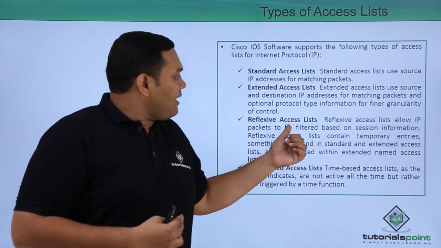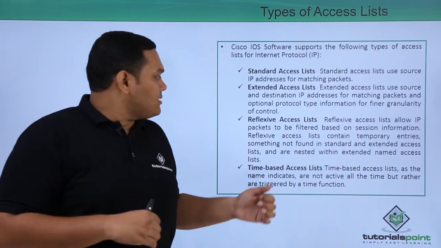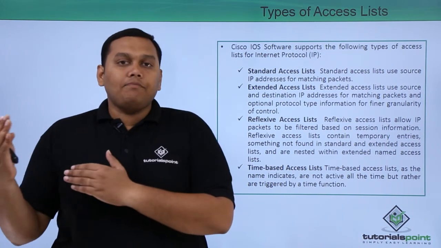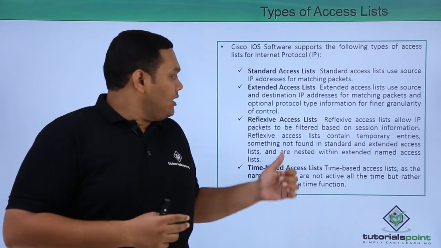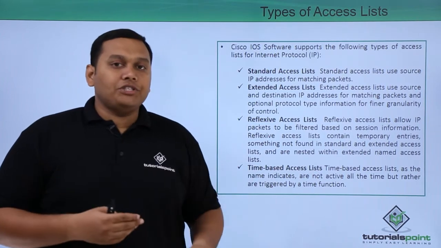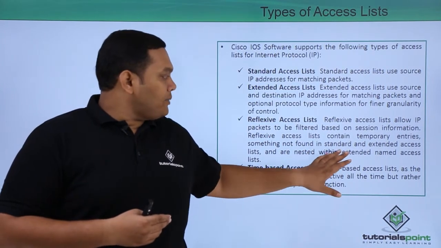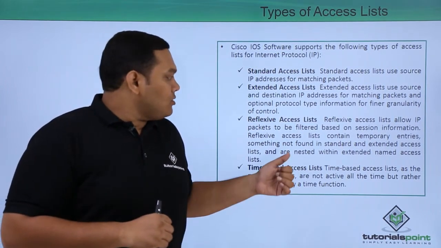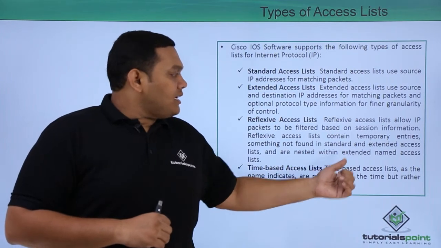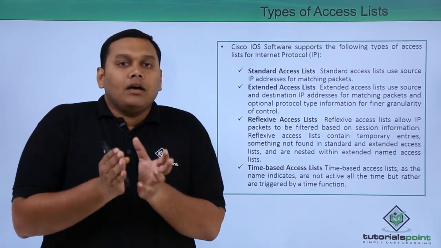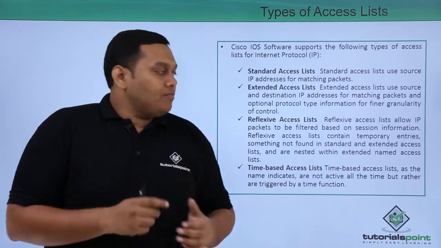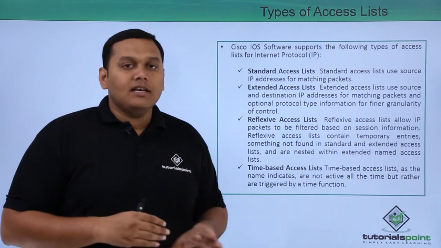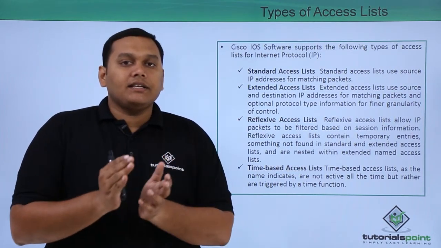Coming to the reflexive access list, this allows IP packets to be filtered based on session information. That means the IP packets which are coming into the interface will be filtered based on session information, and this also contains temporary entries, something not found in the extended access list. Here they are nested with extended named access list. So, the entries which need to be used with this extra information are used by this reflexive access list, but are not present in the extended access list.